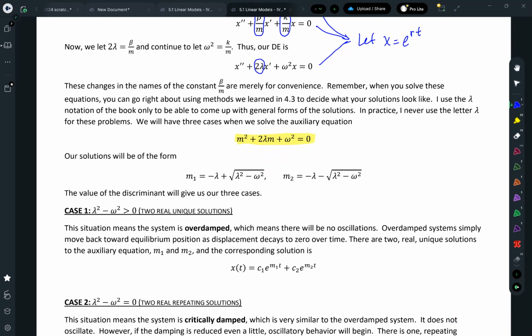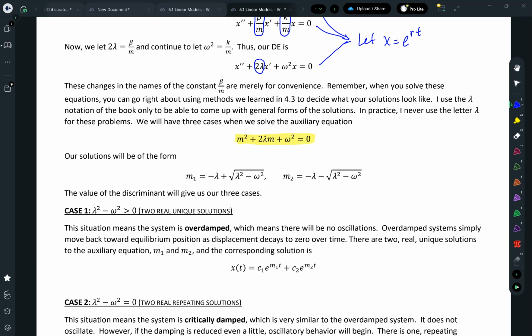That means we know the multiplier in the exponential of the e function. Okay. But the physicality of it is that the system is overdamped. And when something's overdamped, that's like hitting something while you're driving, and it's like a real hard thud. Like there are no oscillations. You just hit and it's hard and it hurts. Okay. Overdamped systems simply move back toward the equilibrium position as displacement decays to 0 over time.